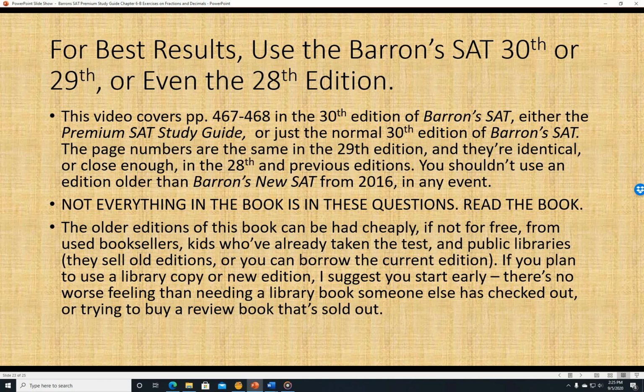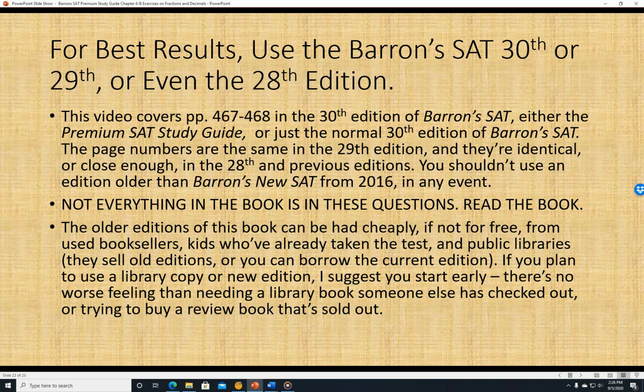It'll say Barron's new SAT on the cover from 2016, or maybe it came out in late 2015. Doesn't really matter in any event. They came out with that for the current version of the SAT, which was called the new SAT a few years ago because it was new. So, not everything in the book is in these questions. Please read the book.